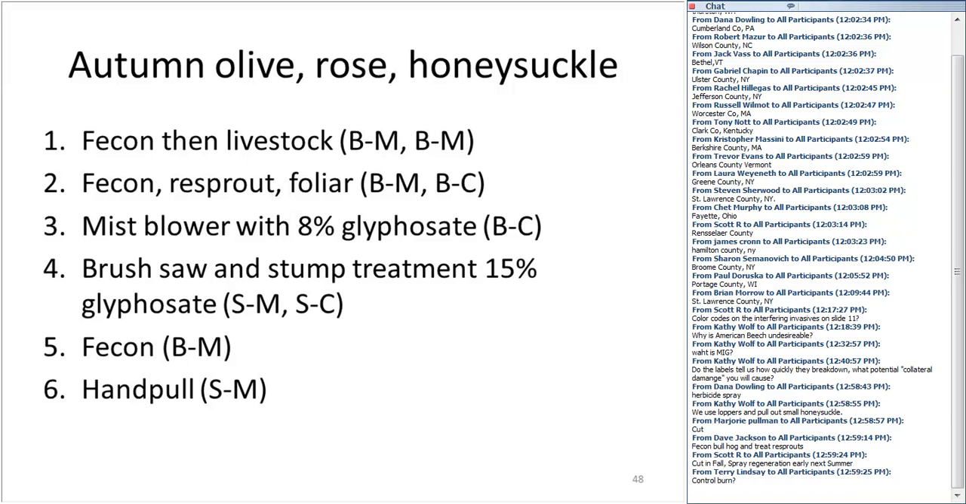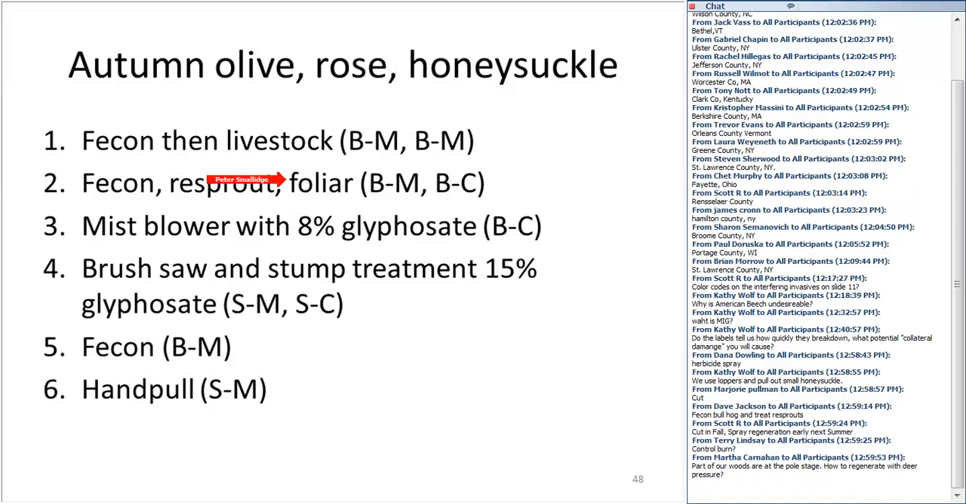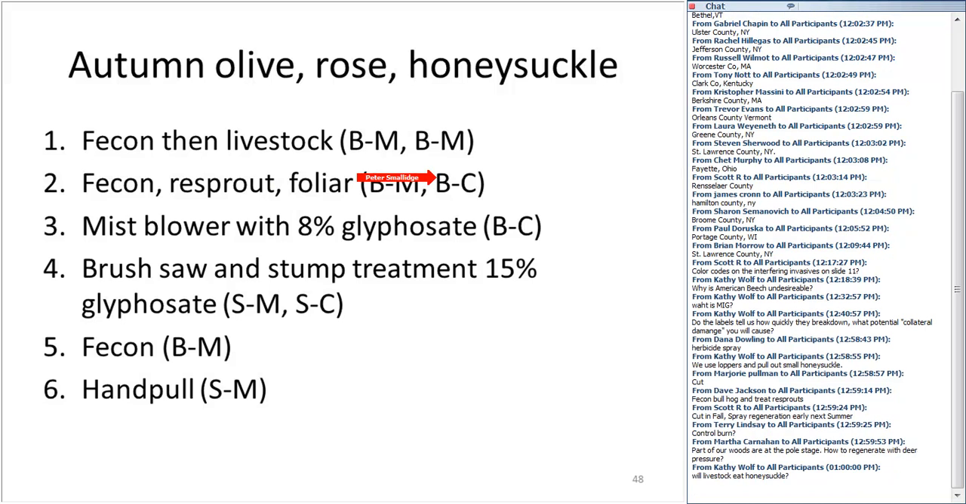So we have fecon as an option. We saw the fecon, and you'll chop it up, and then as it resprouts or you establish some plants, you'd put in livestock. So we have broadcast mechanical followed by broadcast mechanical. It may be that you use a fecon. Some of it's going to sprout, give it a year to sprout, and then go back and do a spot foliar. So that might be broadcast mechanical and then some combination of broadcast or selective chemical.